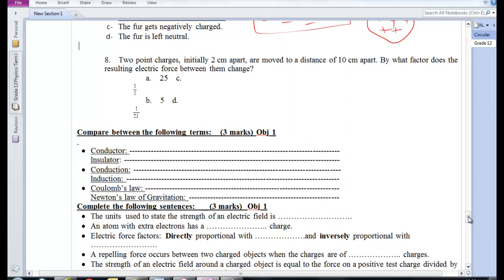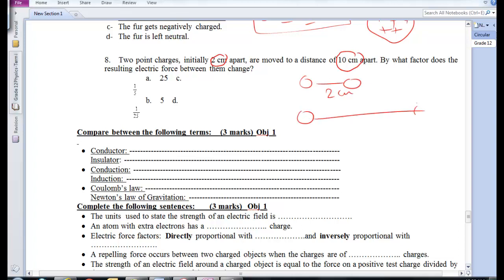Two point charges, initially 2 centimeters apart, are then moved apart to a distance of 10 centimeters. So I'm dealing with distances here. Q1 and Q2 were 2 centimeters apart, and then they became 10 centimeters apart. You need to compare the 10 to the 2. What is the ratio between 10 and 2? It is 10 divided by 2. This means that the distance is increased 5 times. So R increased 5 times.